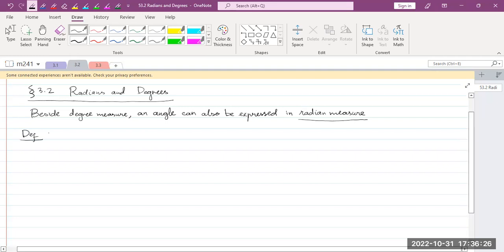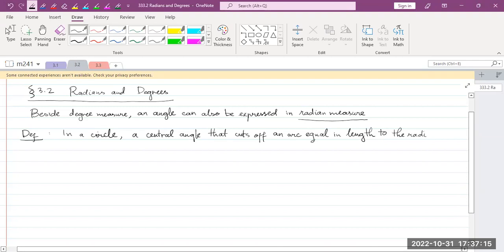Definition. In a circle, a central angle that cuts off an arc equal in length to the radius has a measure of 1 radian.